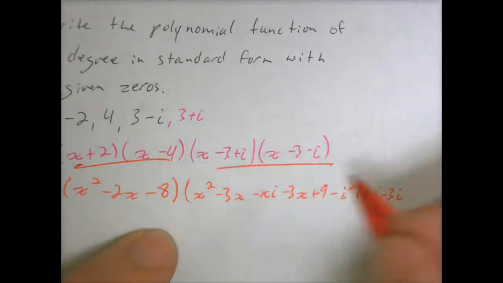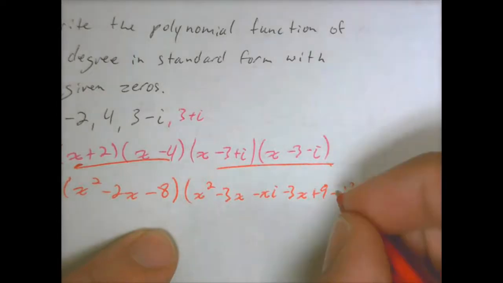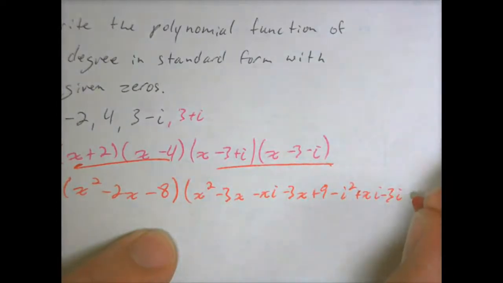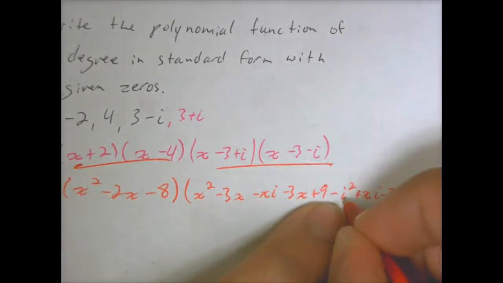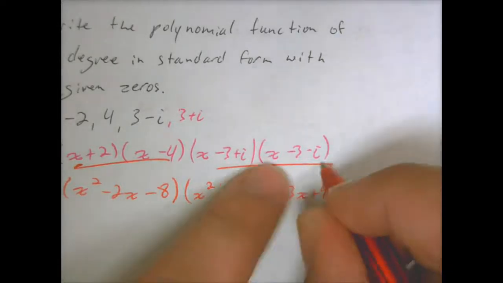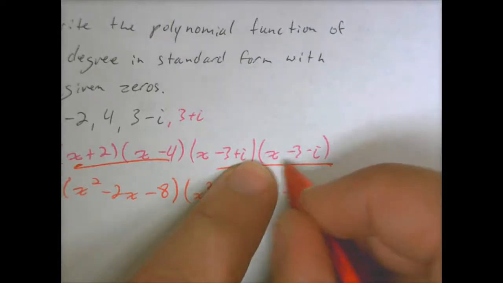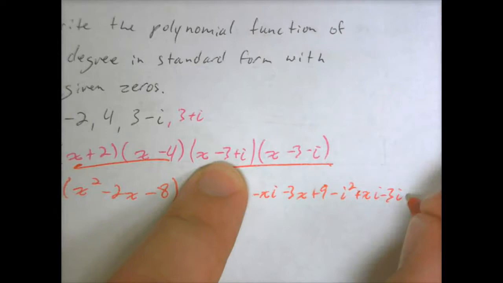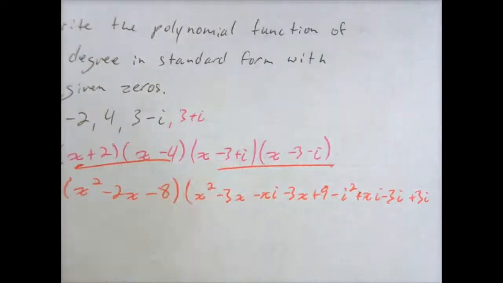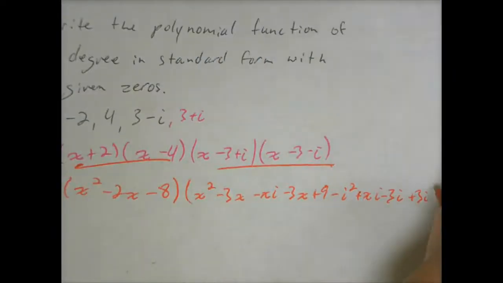I'm sorry. So I'm going to change. No, I won't. This term right here, this negative i squared, that's multiplying these two. So I multiplied that and that, and I missed this right here. Negative 3 times negative i should be the plus 3i. So I should get rid of all my i terms.